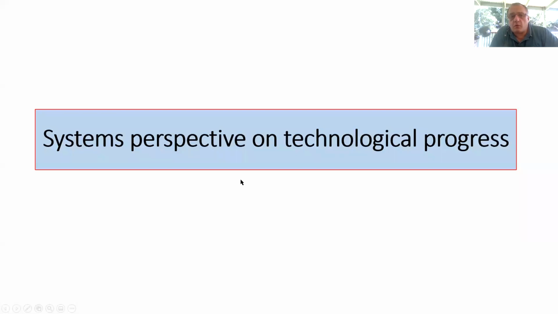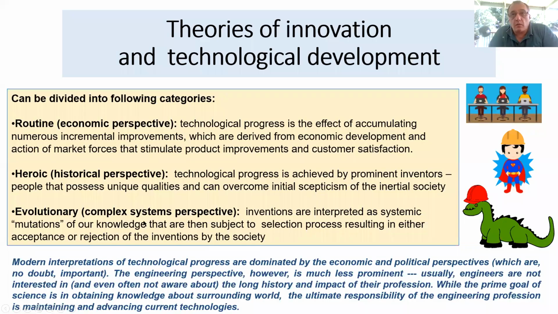So our first topic is systems perspective on technological progress. Modern theory of technological progress can be divided into three categories. The first one is routine. Technological progress is accumulation of many small steps, many incremental improvements of technology, which are usually driven by economic necessities.